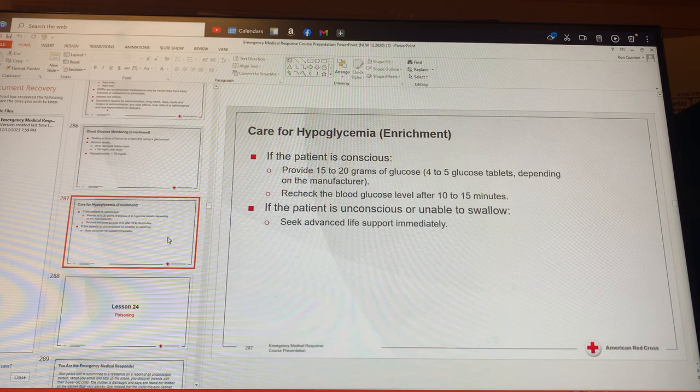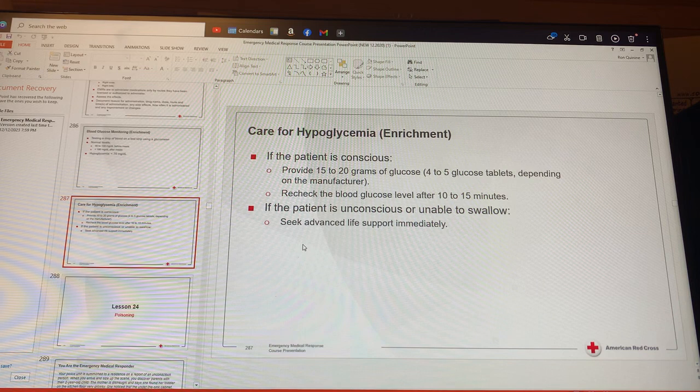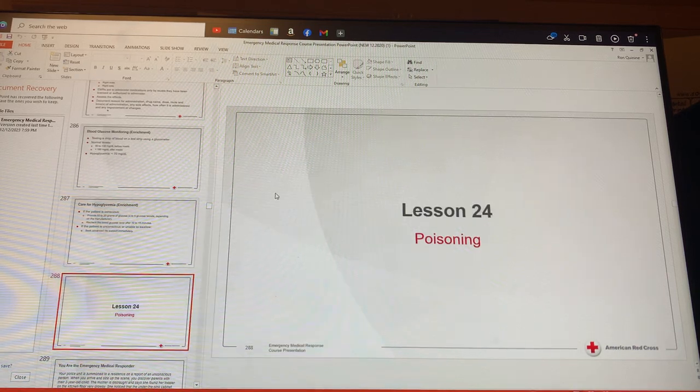If the patient is conscious, provide 15 to 20 grams of glucose, 4 to 5 glucose tablets depending on the manufacturer. Recheck the blood glucose level after 10 to 15 minutes. If the patient is unconscious or unable to swallow, seek advanced life support immediately, because we're dealing with a more serious problem here. All right, so that concludes lesson 23.